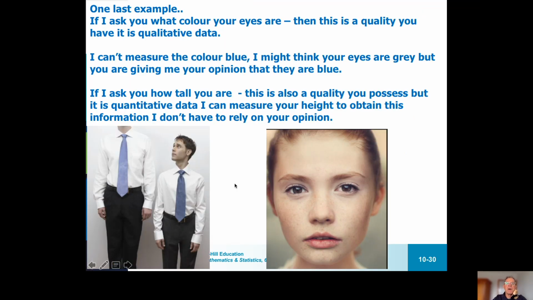One last example. If I asked you what color your eyes are, this is a quality about you, and it's qualitative data. And it's your opinion. I can't measure the color blue. I might think your eyes are grey, but you're giving me your opinion that they're blue. But if I ask you how tall you are, it is also a quality that you possess, but it's quantitative data, because I can measure your height, and to obtain the information I don't have to rely on your opinion there.